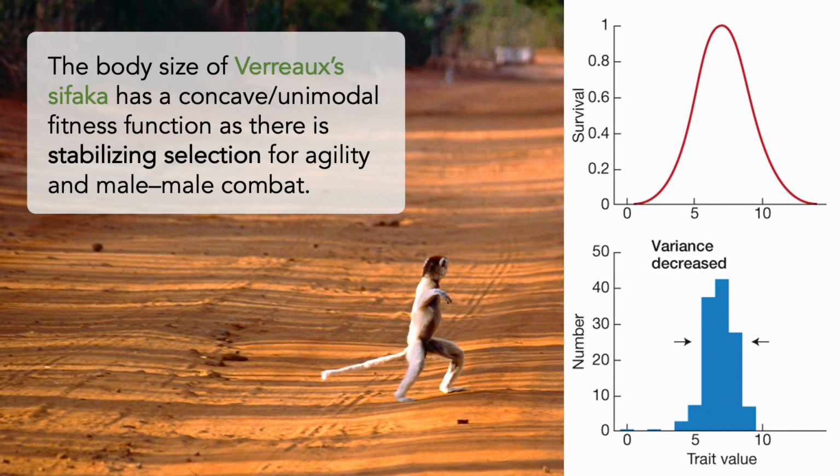The body size of Verreaux sifaka has a concave unimodal fitness function as there is stabilizing selection for agility and male-male combat. Recall that stabilizing selection does not change the mean value of a trait, but it does reduce the phenotypic variance.